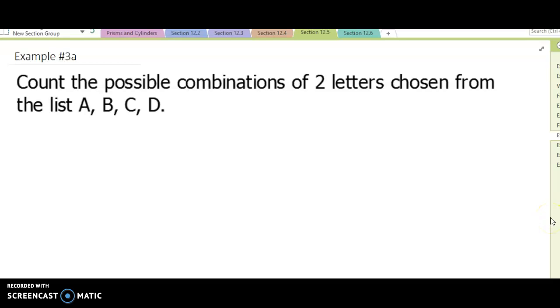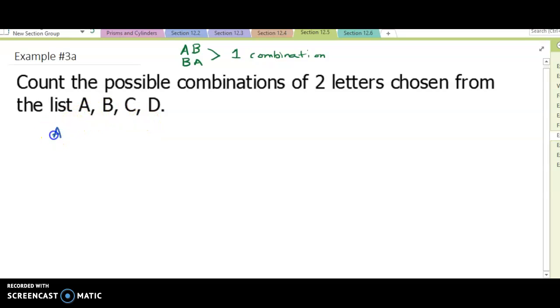It says here, count the possible combinations of two letters chosen from A, B, C, and D. Now remember, we're talking about combinations, so order doesn't matter. So we're assuming that AB and BA would be one combination, because they're both a combination of letters A and B. So we could do this two ways. This is small, so we could really write it out.